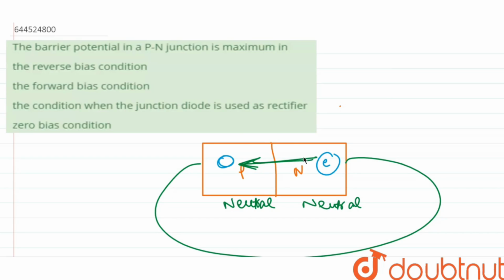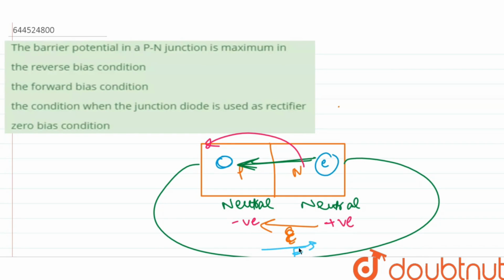But electrons move from N to P because of diffusion of electrons. So the P side gets a negative charge, and the N side gets a positive charge. As we know, the electric field points from positive to negative, and since two charges are created over here, there is an electric field. Thus we can say that the electrons have a force acting from P to N.